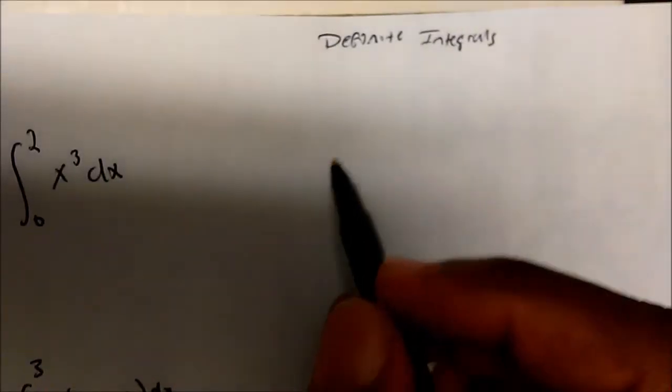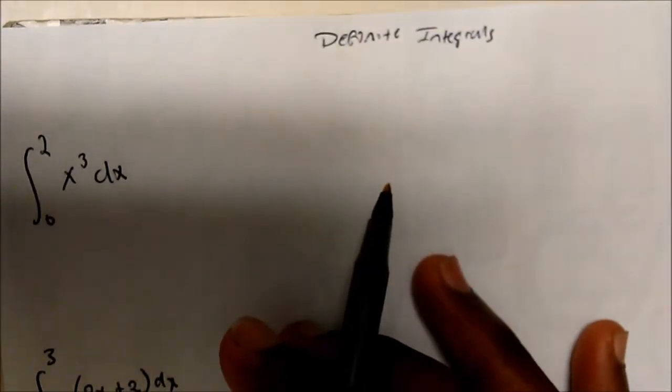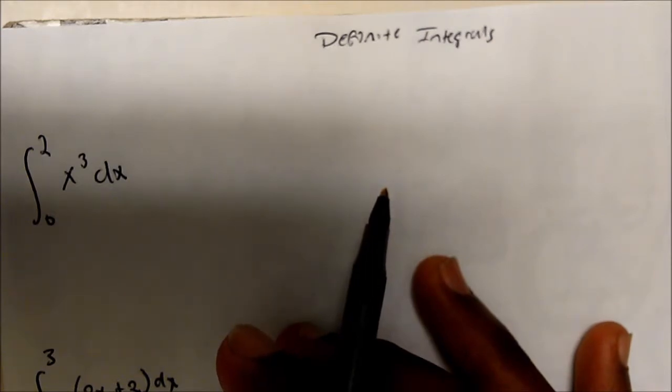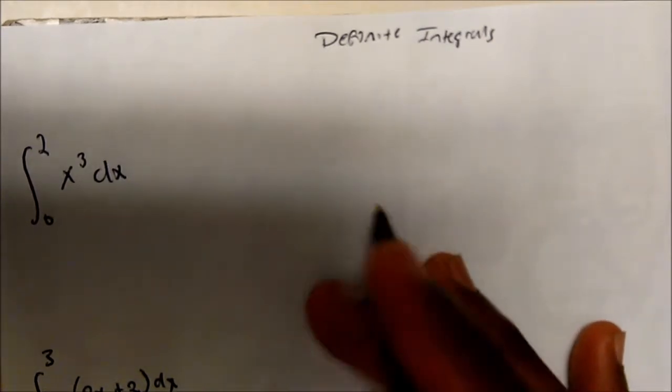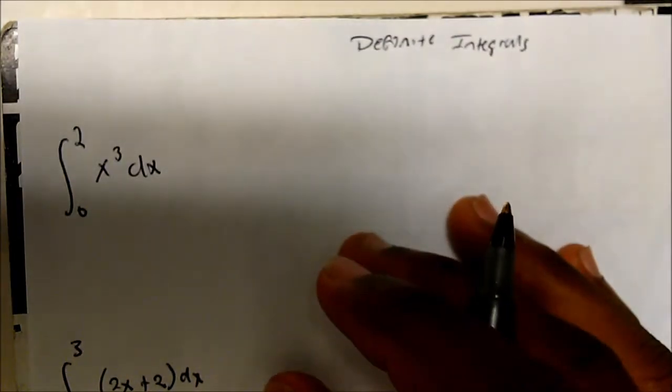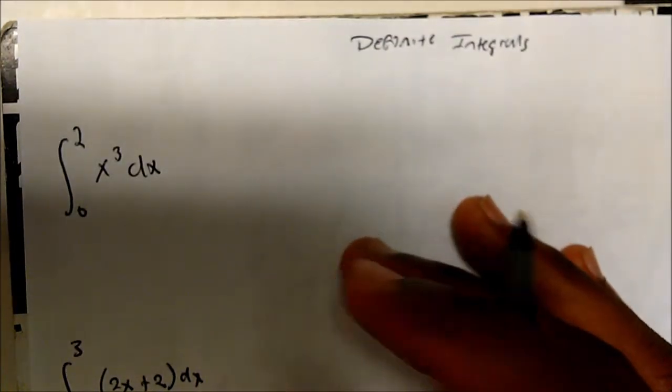So in this video, we're going to talk about definite integrals. And it's this idea that we're now evaluating the integrals at a certain point. So looking at this first one, the integral from 0 to 2 of x cubed dx.